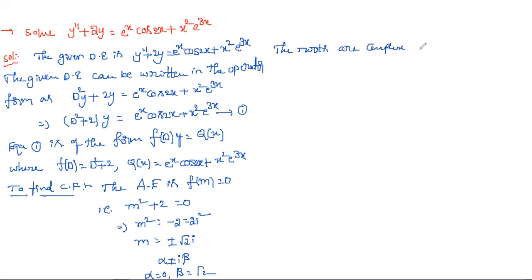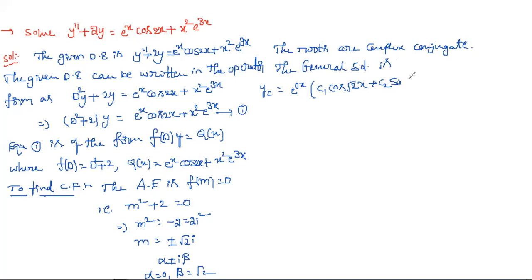Complex conjugate. Now, what do we need to write? The complementary function, or the general solution. The complementary function is yc is equal to, alpha is nothing but 0 here, so e power 0x, c1 cos beta x, where beta is root 2, plus c2 sine root 2x. So e power 0 is nothing but 1.